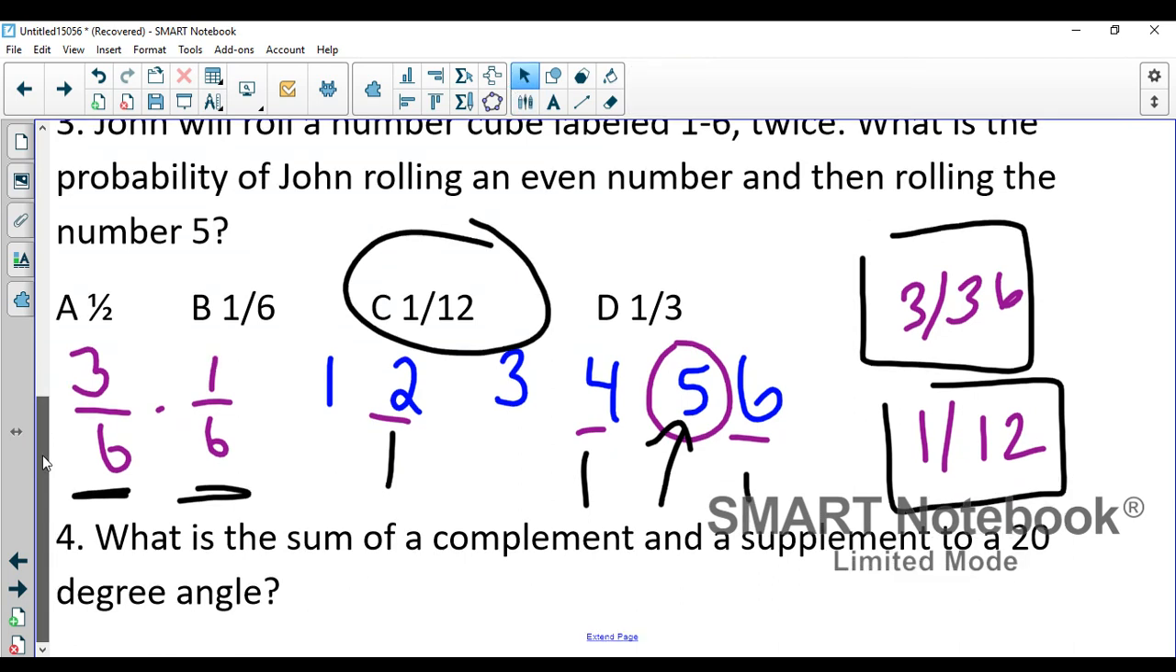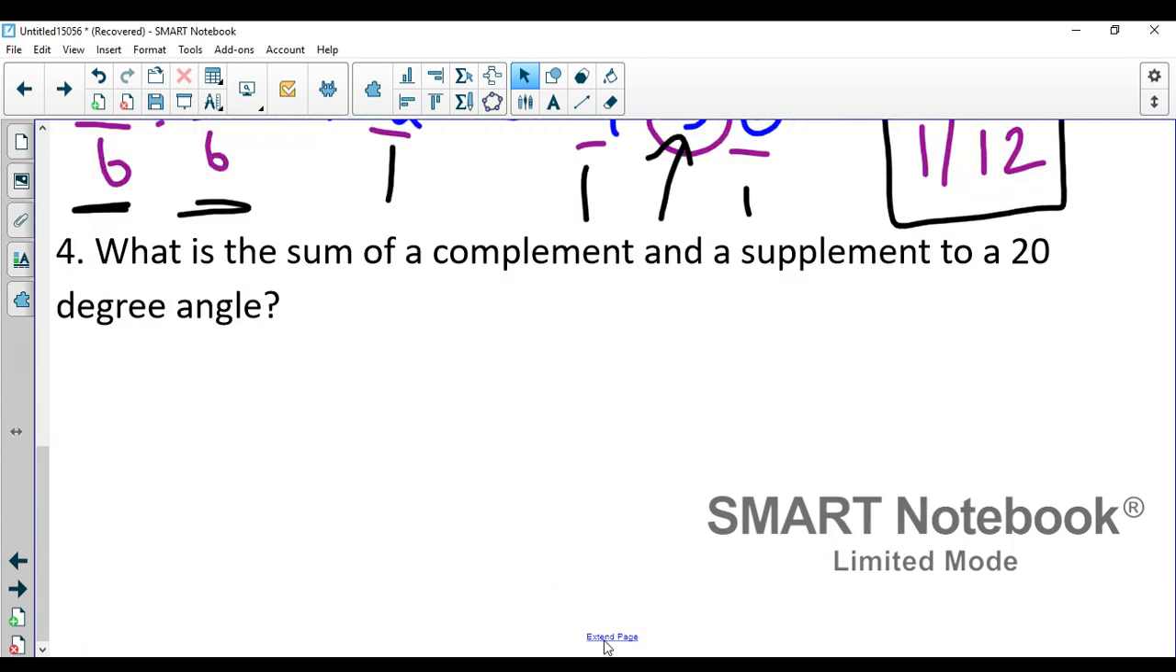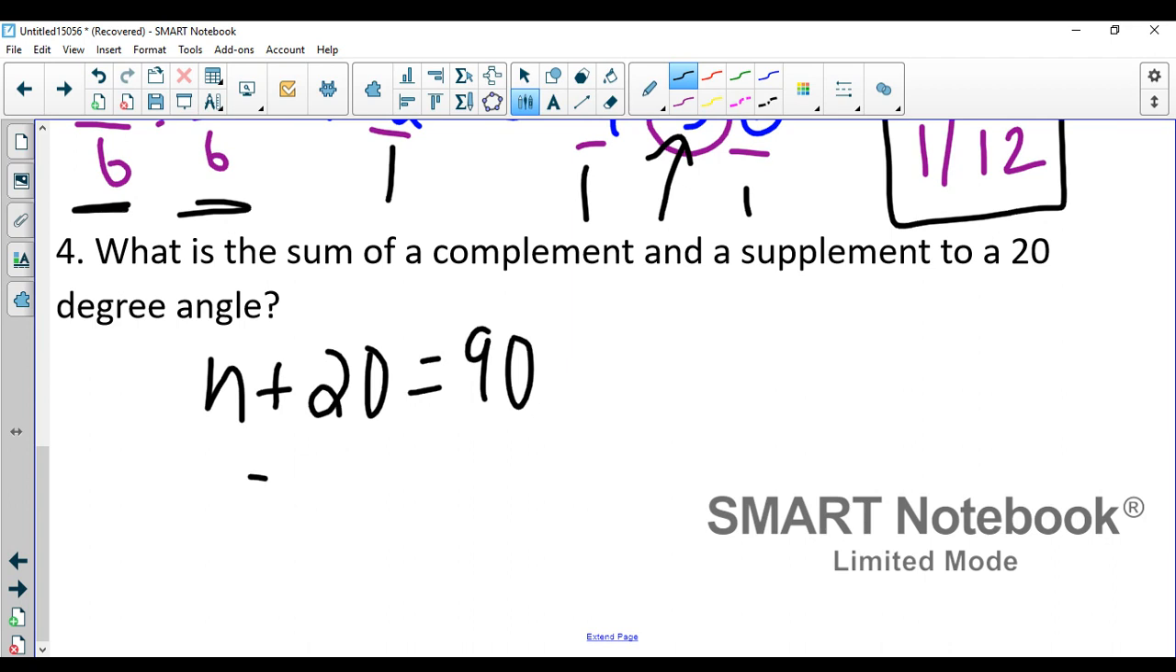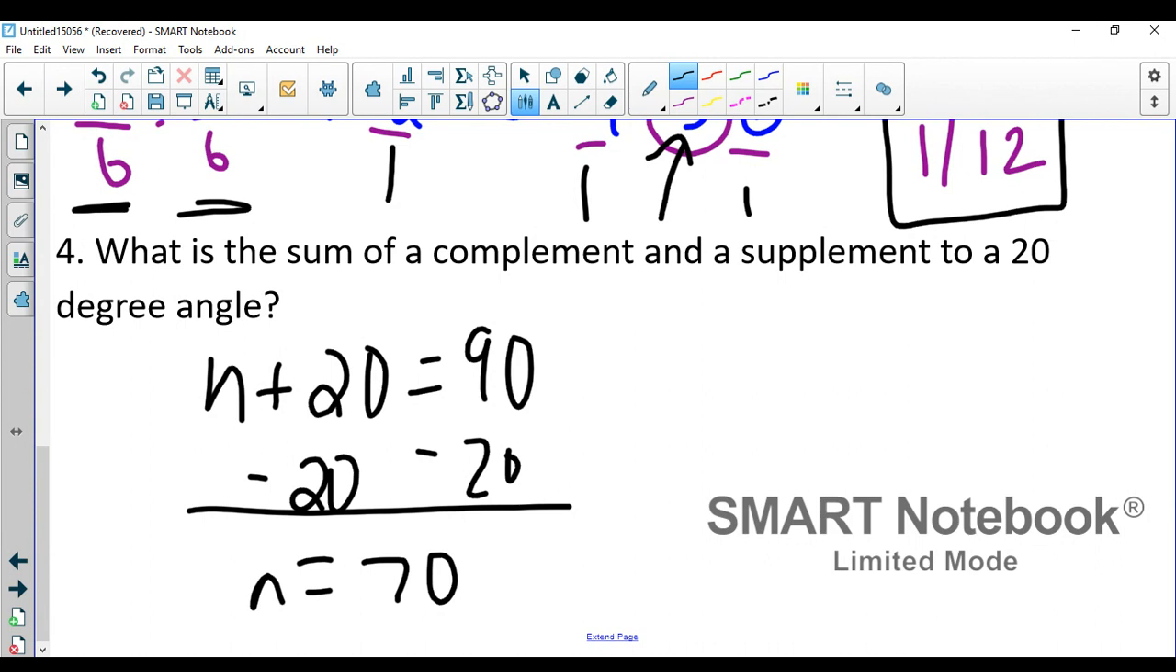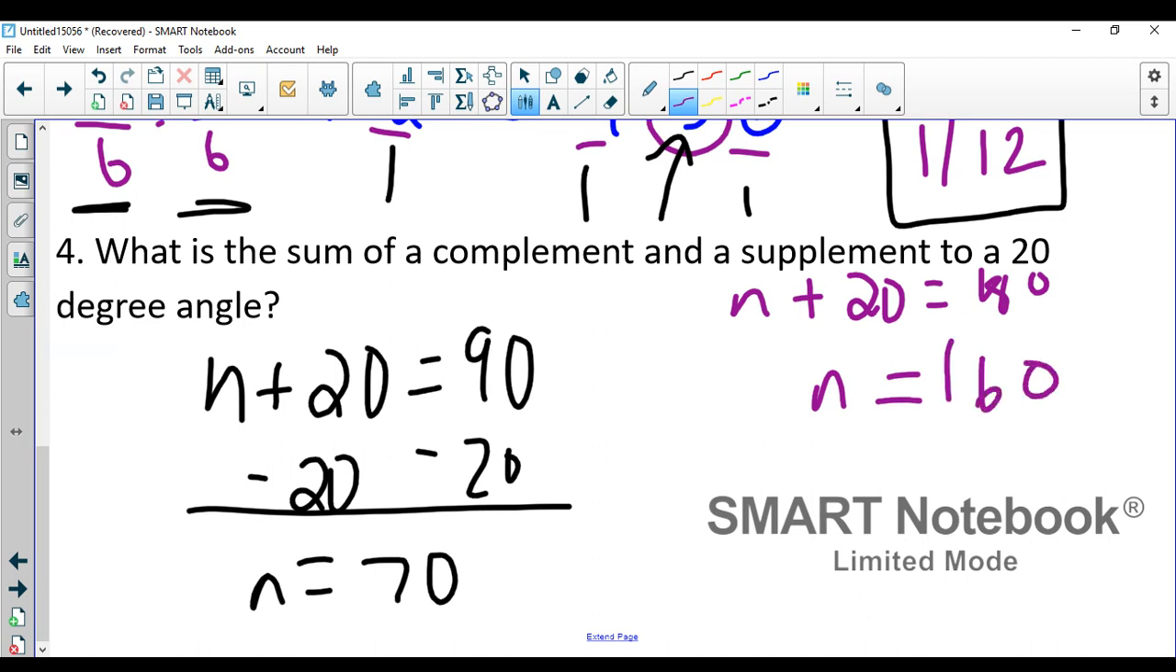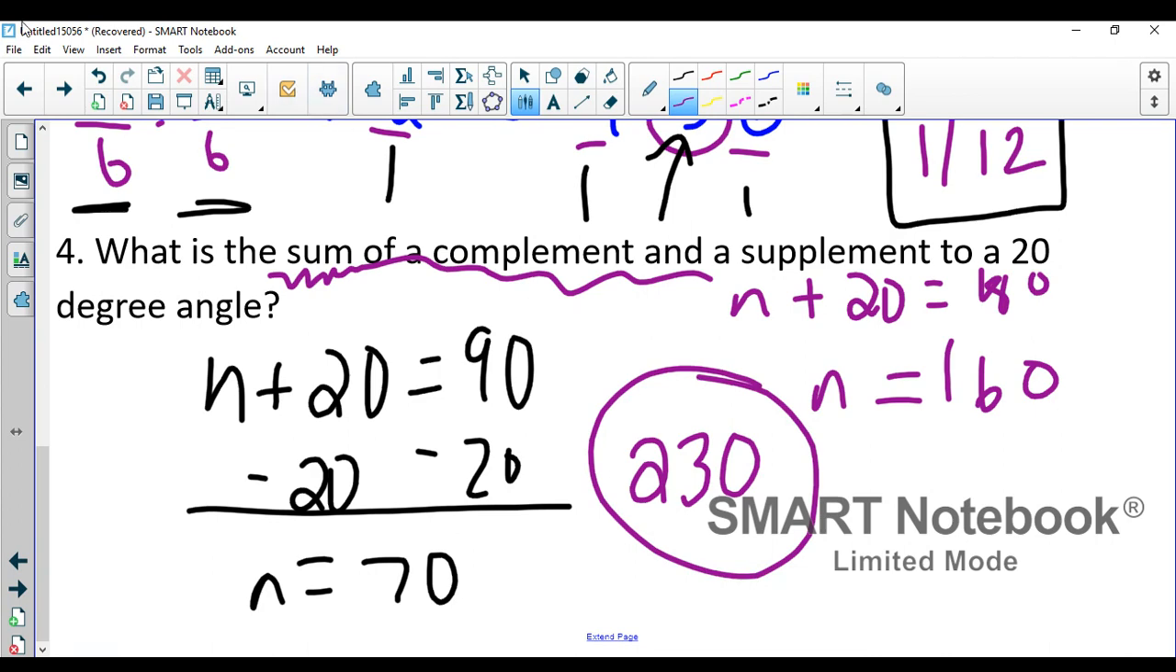Number 4, what is the sum of the complement and a supplement to a 20-degree angle? This is just like the problem yesterday. So complement adds up to 90. So n plus 20 gives us 90, which means that the complement is 70. But that's not the answer. The supplement, n plus 20 equals 180. So n is 160. 160 is not the answer because it wants the sum of the complement and supplement. So the sum of 70 and 160, when you add those together, is 230.